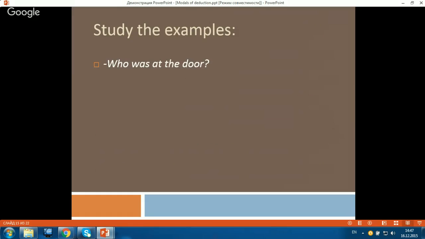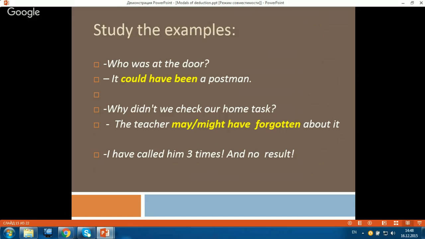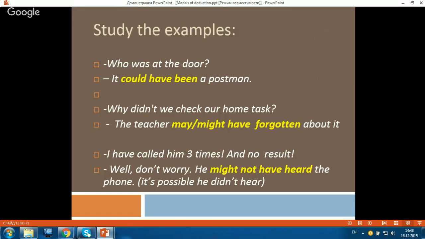Let's study some examples. Who was at the door? It could have been a postman, but I'm not sure. Why didn't we check our home task? The teacher might have forgotten about it or may have forgotten about it, but I don't know. I have called him 3 times and no result. Well, don't worry. He might not have heard the phone. It means it is possible that he didn't hear it.